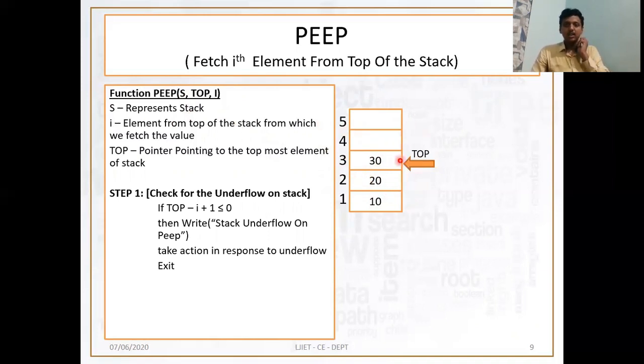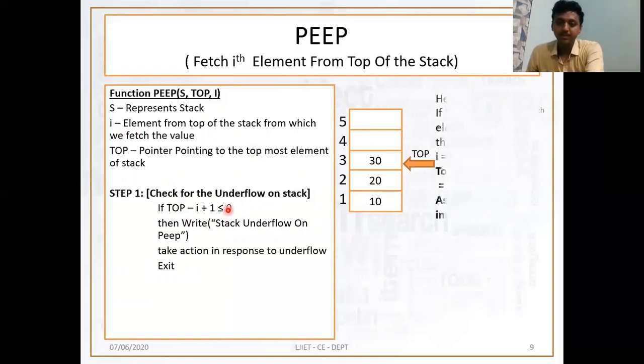Fine. Again, I am asking you to fetch the fourth element from the top of the stack. See, 1, 2, 3, and 4. Is there any element at the fourth position? No, that means underflow. So the condition for underflow is: top minus i plus 1 is less than or equal to 0.